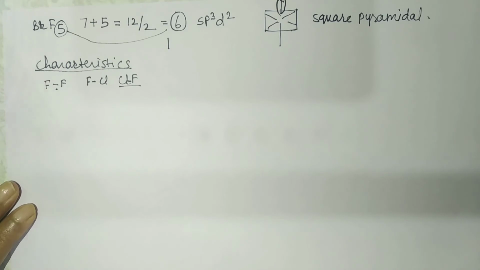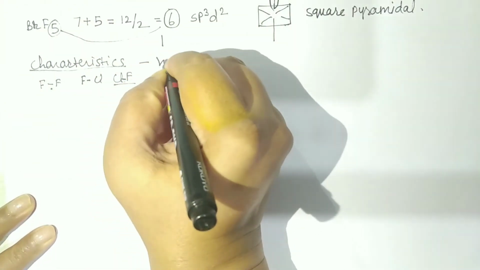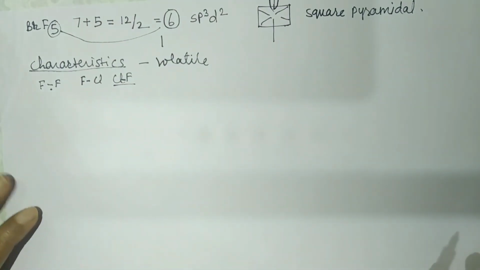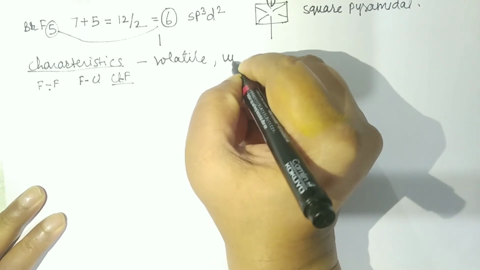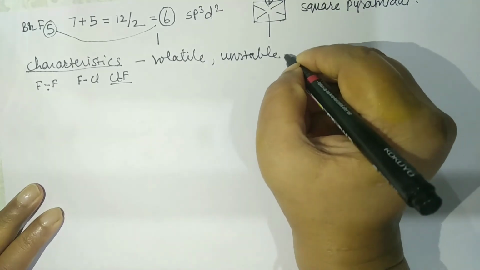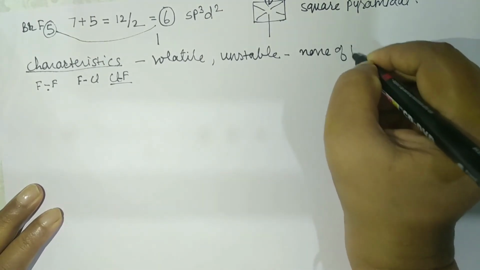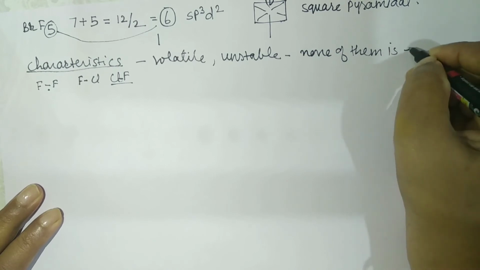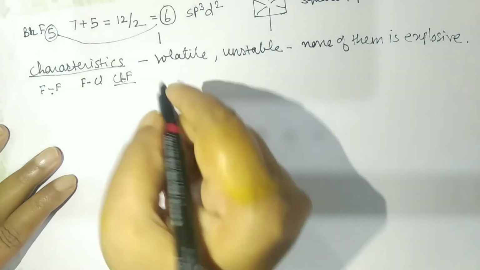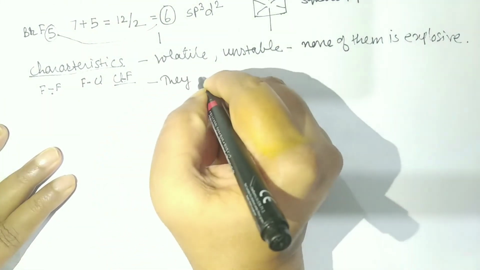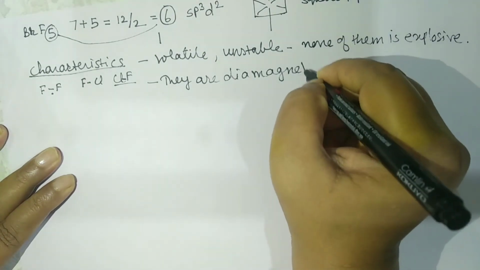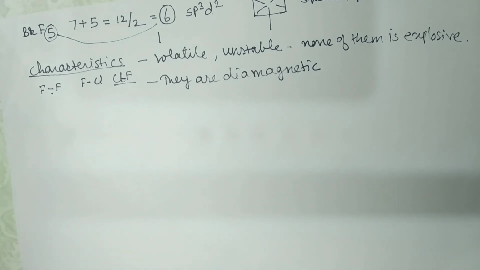Those compounds are volatile. Most of them are unstable. But none of them is explosive. They are diamagnetic in nature.